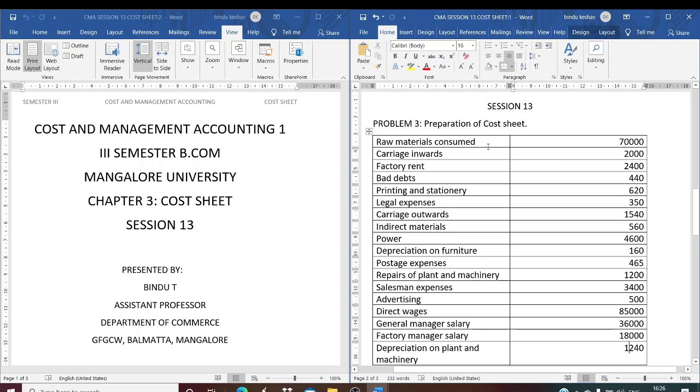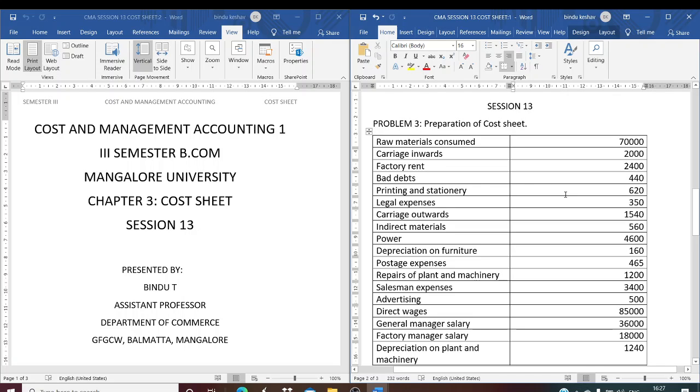Now, each item we need to understand as to whether it can be categorized as factory overheads, office overheads or selling overheads. To begin with, we start with the direct materials, direct wages and direct expenses. That's our prime cost. So raw materials consumed. Carriage inwards means the expenses incurred in bringing these raw materials, which has to be added to the raw materials. Factory rent is the rent paid for the factory building, so it is factory overheads.